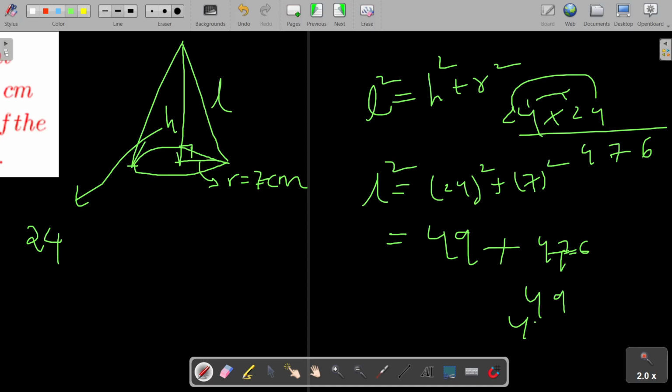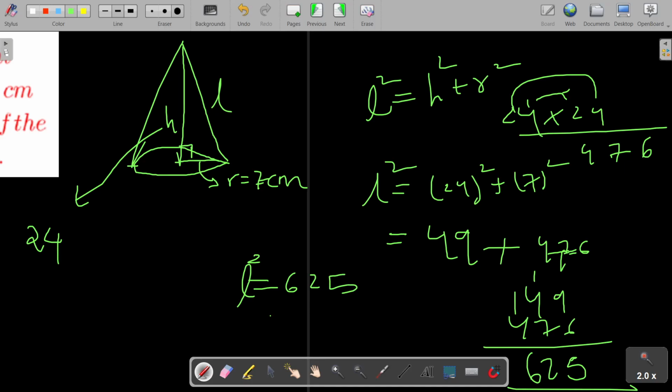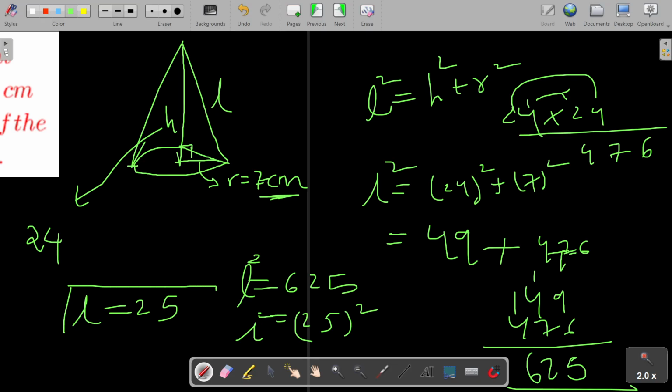49 plus 576 becomes 625. L squared is 625, and 625 is 25 squared. If we compare those, we get L as 25. As the unit is in centimeters, we have to write L as 25 centimeters.